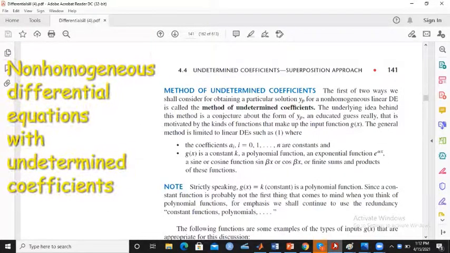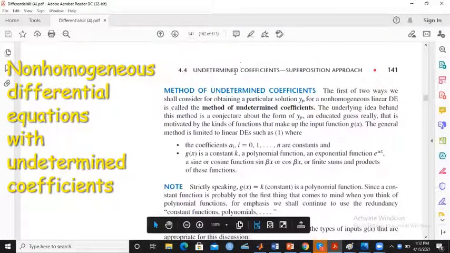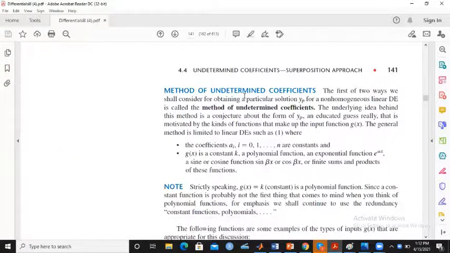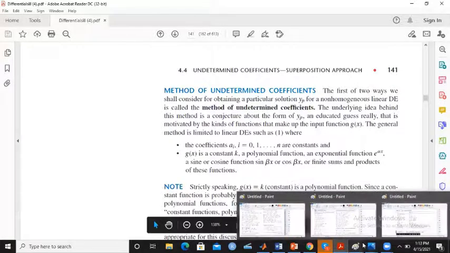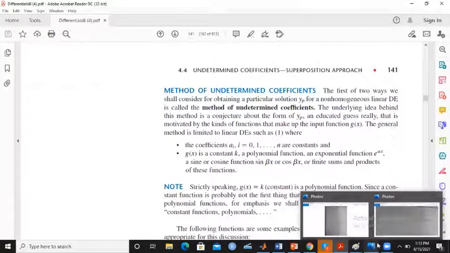So students, today we will learn the method of undetermined coefficients. Last week we learned how to solve homogeneous differential equations, higher order homogeneous differential equations, using the characteristic equation. This week we will learn how to solve non-homogeneous differential equations. Let us understand it with the help of an example.